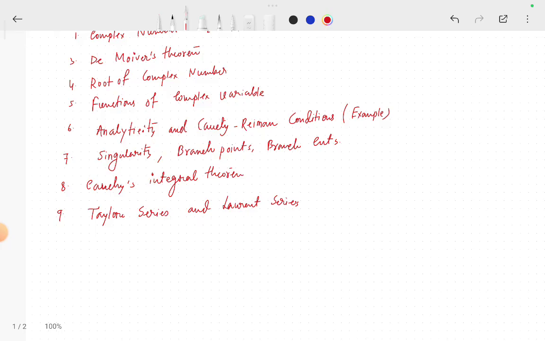Throughout the course we are learning many things one by one and building our concepts very strong. So this is the Laurent series expansions.